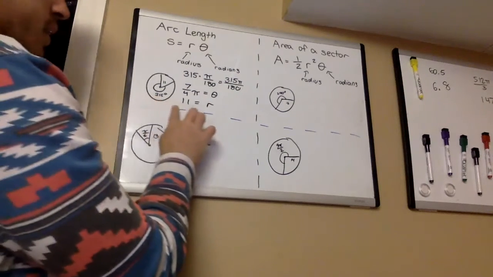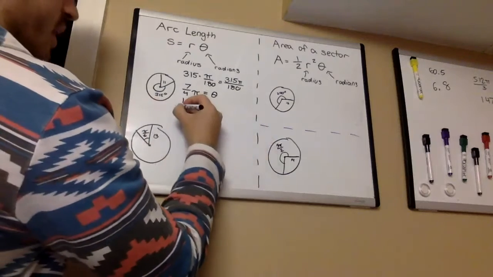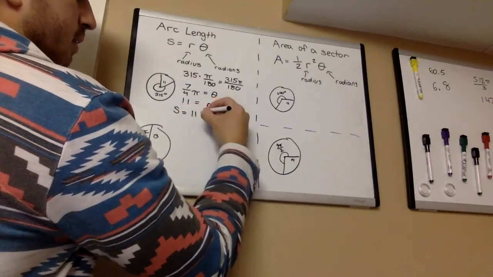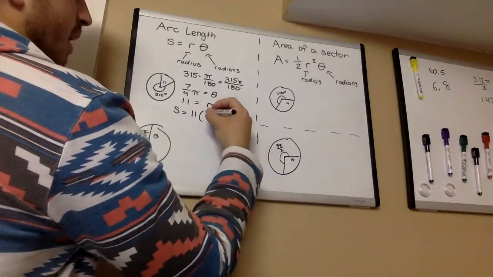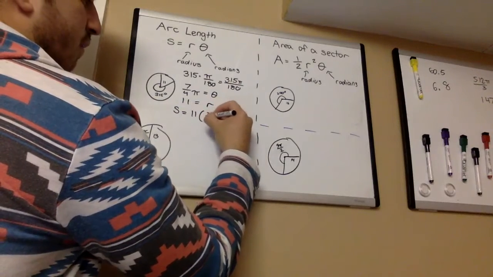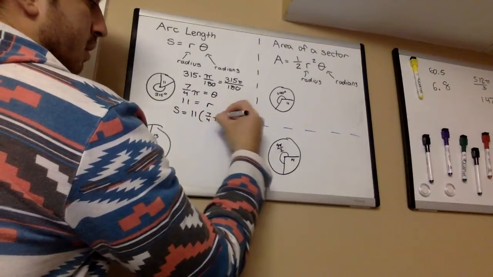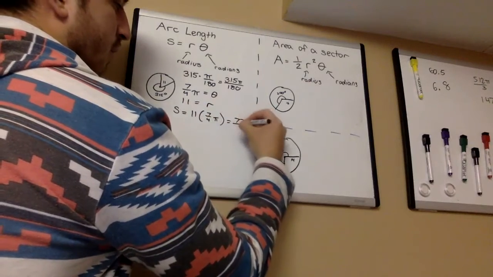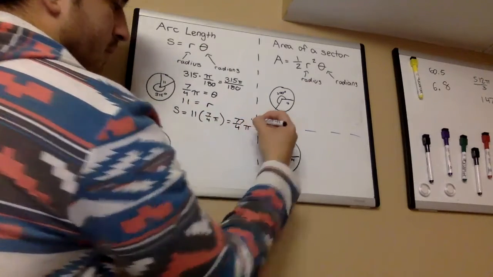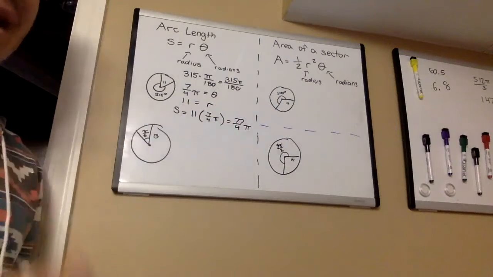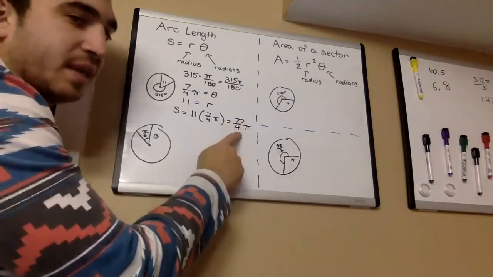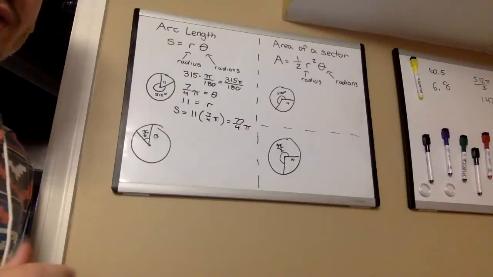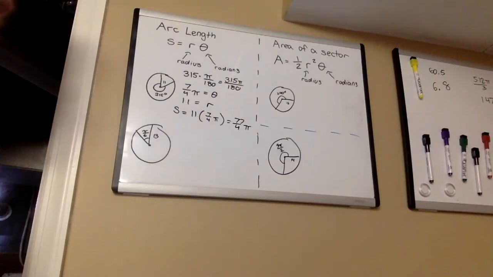So I have S equals my radius, which is 11, times my radians, which is 7 over 4 pi. And that's going to equal 77 over 4 pi. If they ask for an exact answer, this is an exact answer. You don't need to do anything else. If they ask you to round, then you just need to put this in the calculator.